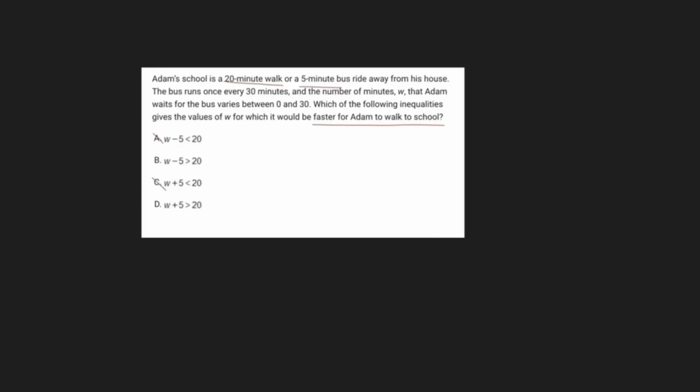Well, the thing with B is it shows W minus 5. In reality, this doesn't really make any sense because that 5-minute bus ride is included in the waiting time, right? So the waiting time here is W, the amount of time that Adam has to wait for the bus. And so we want to add on that 5 minutes because it takes 5 minutes to actually get on that bus from his house and arrive at school. And therefore, it can't be minus 5 because we're not taking away time, that's just adding time to him. And therefore, our answer is going to be choice D.